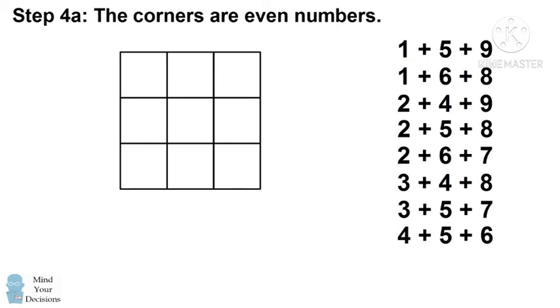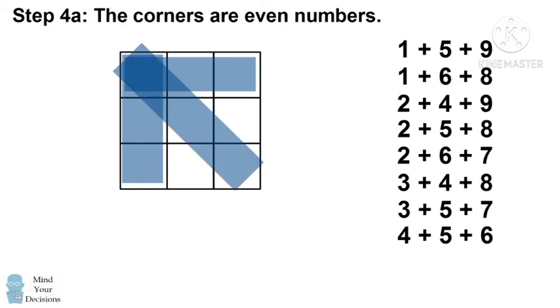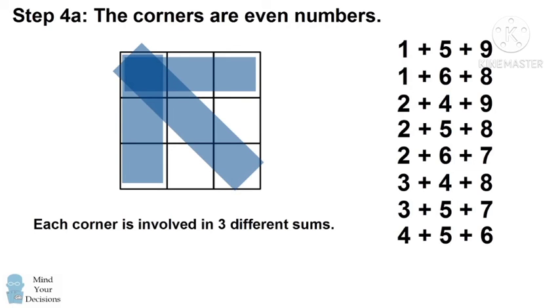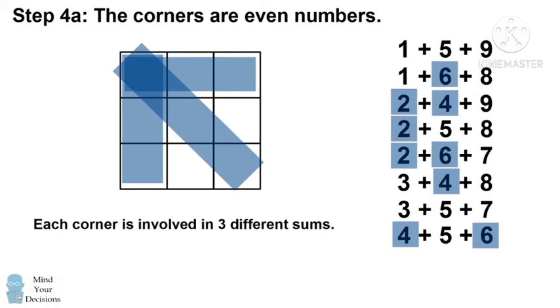Continuing the reasoning, we can find the corners have to be even numbers. A corner would be involved in one of the row sums, one of the column sums, and also one of the diagonal sums. So each corner is involved in exactly 3 of the sums, and this corresponds to the numbers 2, 4, 6, and 8. So we know the corners would have to be 2, 4, 6, and 8.